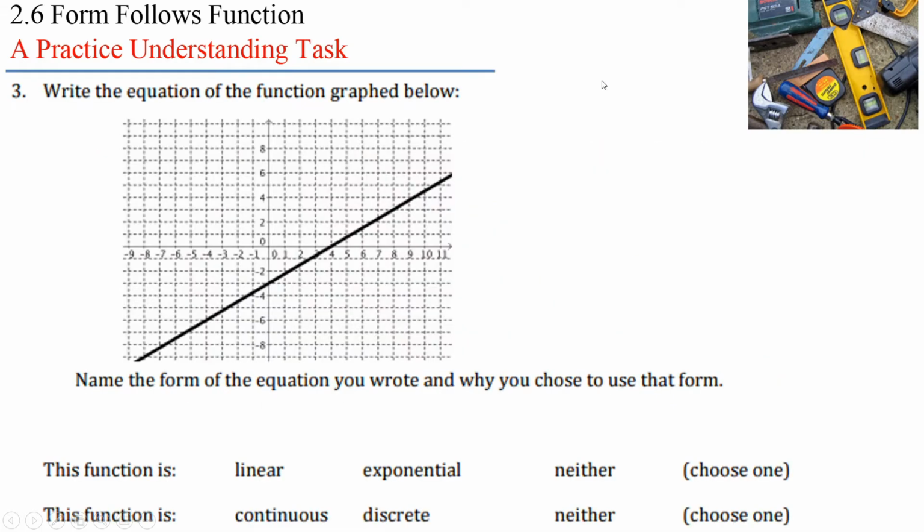Beautiful. Number 4, write the equation of the function graphed below. Oh, this is good. Well, look at the graph. That's a straight line, so it's linear.